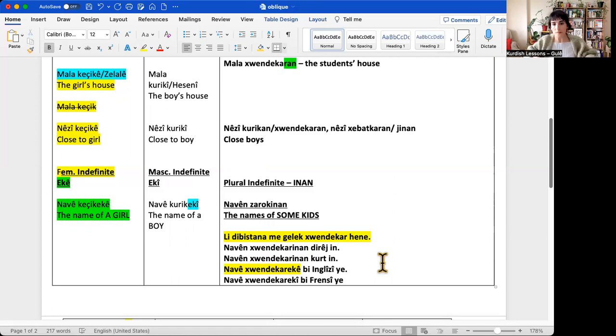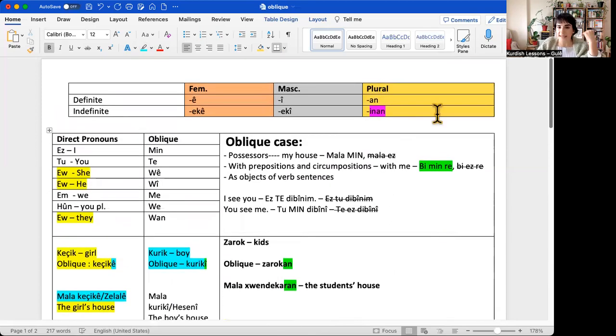Okay, now we are on the karaki in English. Now we are on the karaki in French. So you see here the name of a female student, a K, one indefinite female student. Now the indefinite male student in French. So it is really easy. You just need to write this table in your notebook, and check it when you need to use oblique.